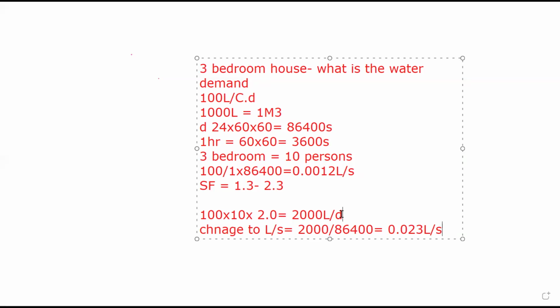This 2,000, you use it to design your tank. You design your tank based on daily demand per day. So I need 2,000 liters per day. Good. But when you come to pipe, it is a smaller discrete parameter. So what you do, you scale down and discretize to the minimum unit, and that minimum unit is liters per second.